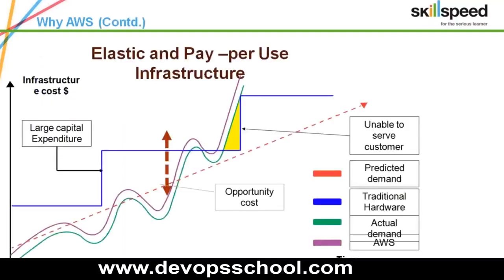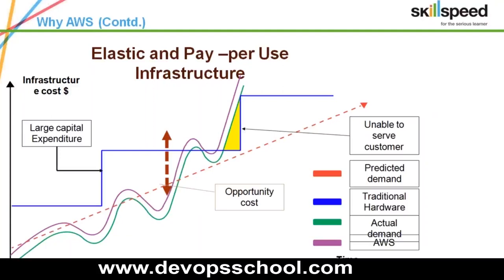Again, it is charged based on your usage. You pay only for what you use. If you have a requirement for only certain infrastructure and you avail those, and suddenly your requirement grows to certain levels, then in the case of physical hardware, you will not be able to scale it up, you will not be elastic.